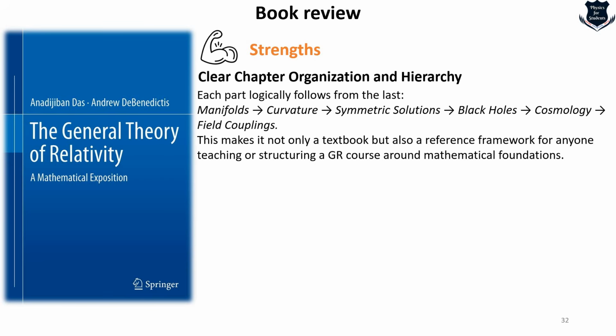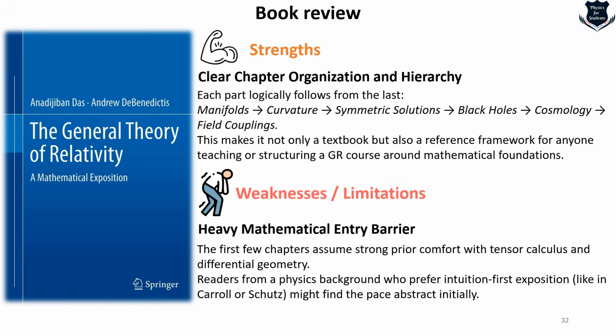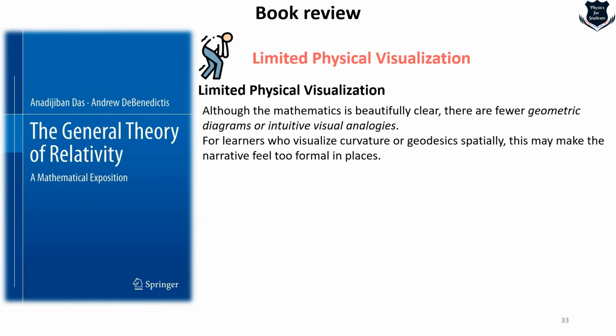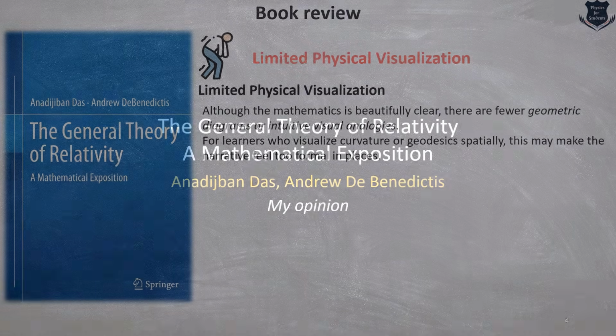It also has a very organized hierarchy. It starts with differential manifolds, then goes to curvature, then to symmetric solutions, static symmetric solutions, then black holes, cosmology, and field couplings. If I talk of the weaknesses, the only thing I would say is that it is very, very heavy in mathematical rigor, and you need a very good understanding of tensor calculus and differential geometry. Also, I found that the book doesn't contain many diagrams, which would help even intuitive people like me understand physics or mathematics better, but it is missing in this book.